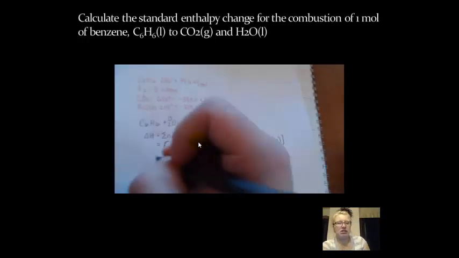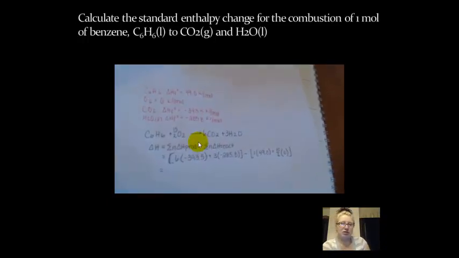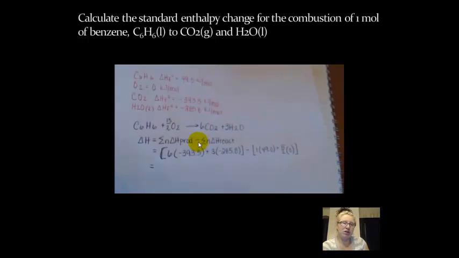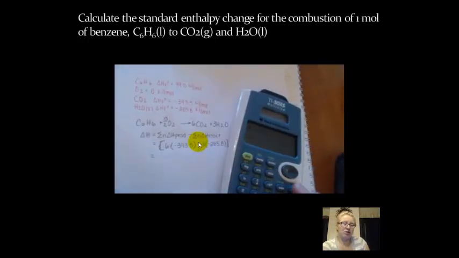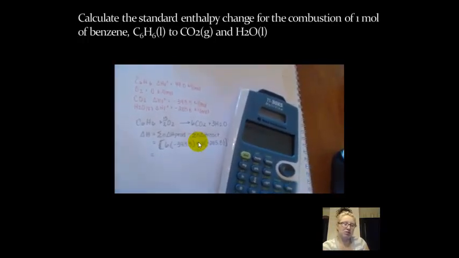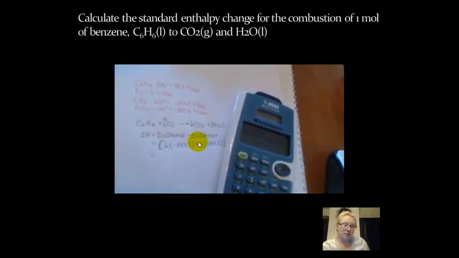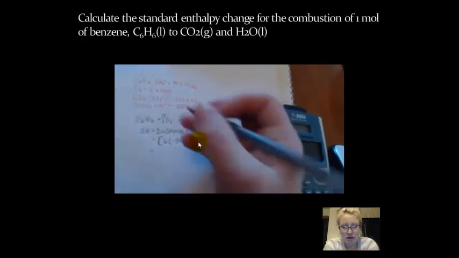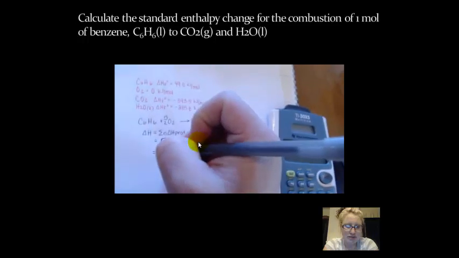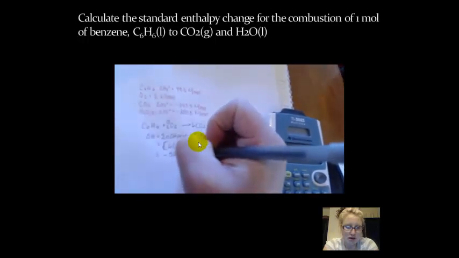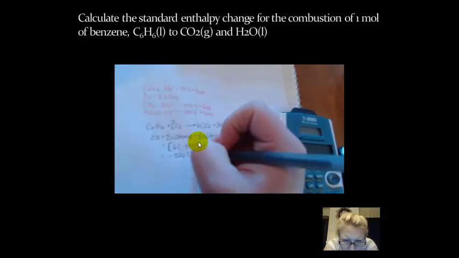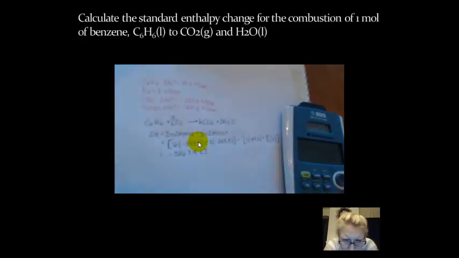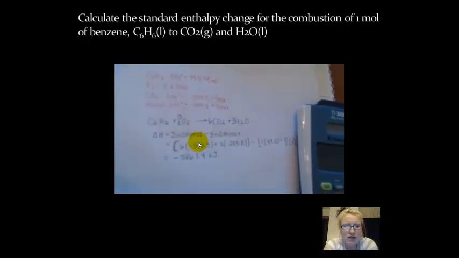So we plug these into our calculator, and instead of doing a bunch of rearranging equations, like the previous Hess's law problems, we can easily get a solution to this problem just by using the delta H's of formation. And so we get an answer of negative 323,267.4 kilojoules.